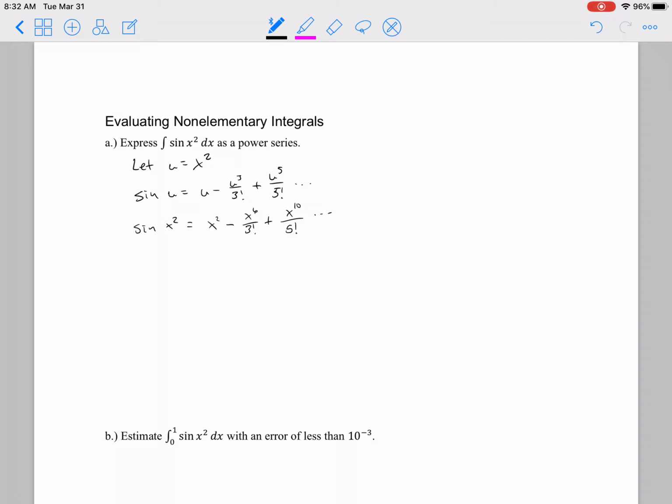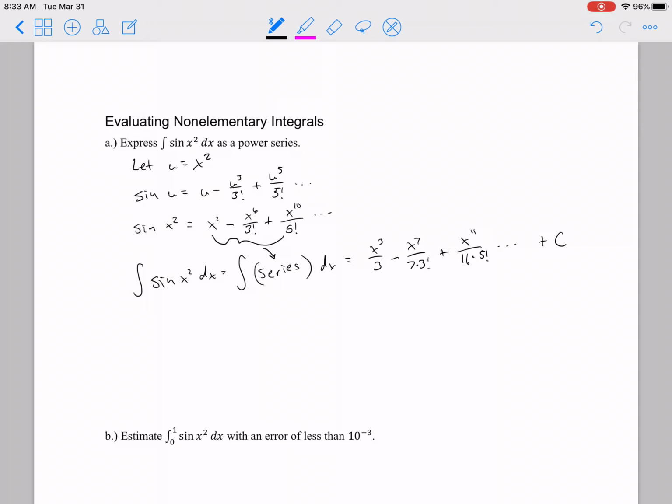And then when we go to do this, we can actually do the integral of this series. So the integral of sine x squared dx is basically the integral of that series. I'm just going to write it like this, this being the series, and we're going to get x cubed over 3 minus x to the 7th over 7 times 3 factorial plus x to the 11th over 11 times 5 factorial, and so on. And then ultimately plus some c.